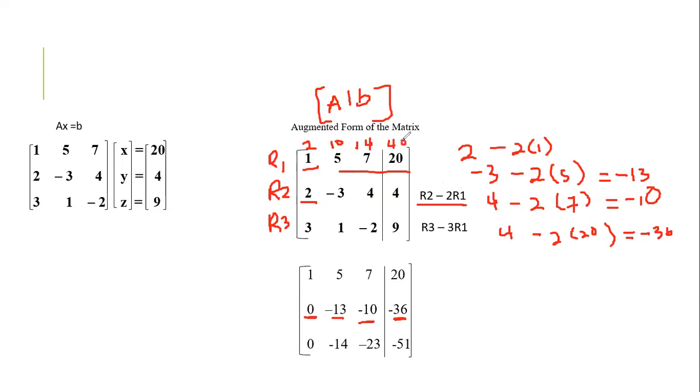Then you come and subtract that 2 times of row 1 from row 2. So it will be 2 minus 2, which will be 0. Then you have negative 3 minus 10, which will be negative 13. Then you have 4 minus negative 14, which is negative 10. And then we have 4 minus 40, which is negative 36. I hope it's okay now. Can I get a feedback from you?